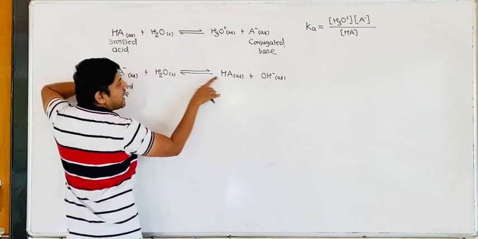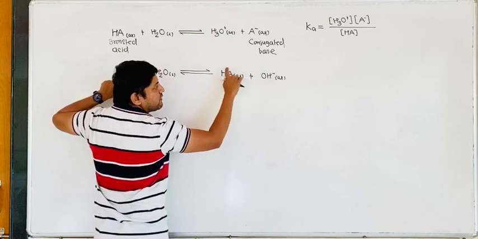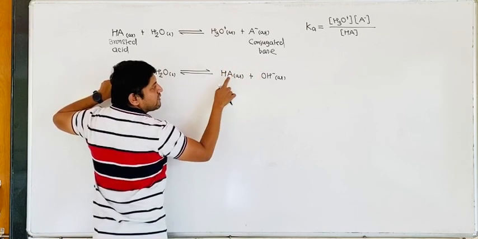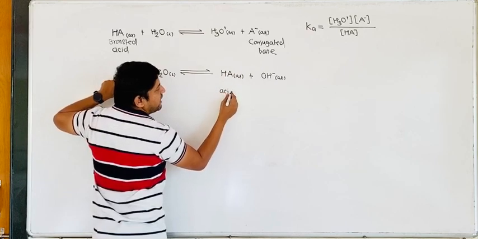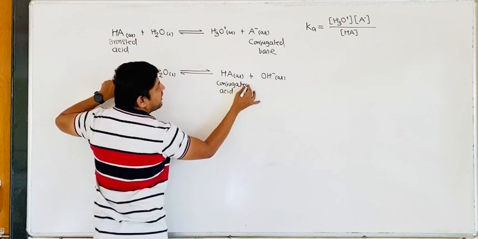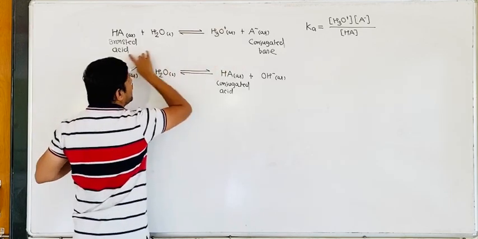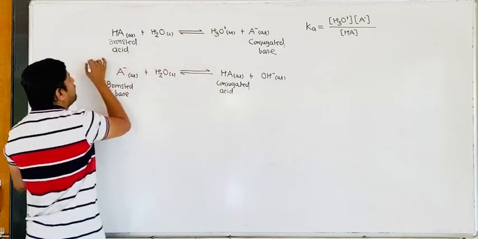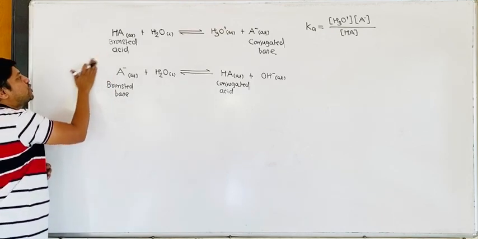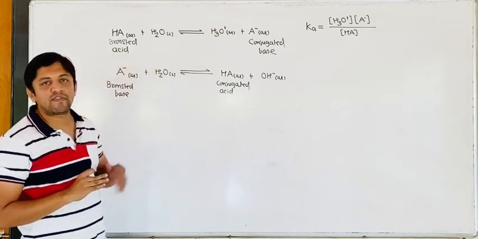Now A minus ions and HA in backward reaction, HA donates H plus to OH minus ion. If HA donates H plus to OH minus ion, HA acts as an acid and it is now conjugate acid of A minus. These are conjugate acid base pairs. Those differ in their molecular formula only by one proton H plus. So actually we are comparing strengths of conjugate acid base.